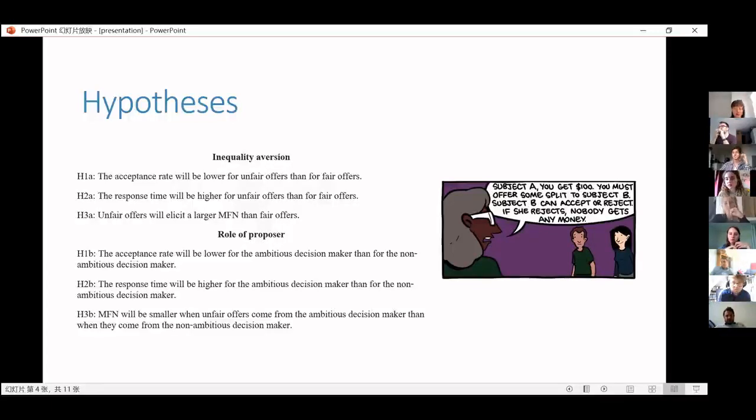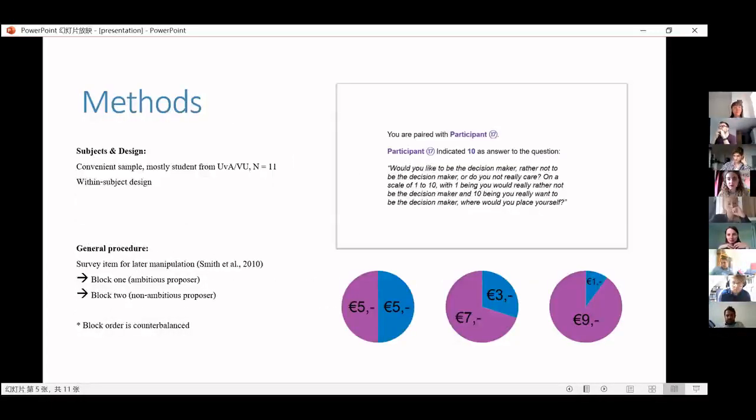Then we move to the methods section. In our experiment, we have a convenience sample, mostly students from UVA and FU. In total, we have 11 participants, and all of the participants took part in a within-subject design experiment.